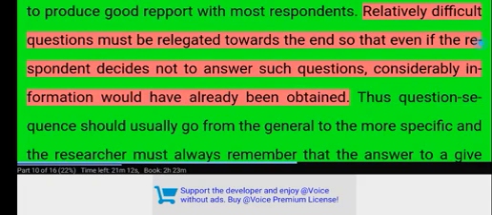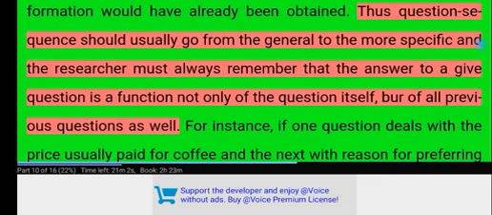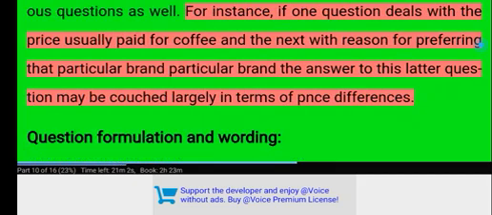Relatively difficult questions must be relegated towards the end so that even if the respondent decides not to answer such questions, considerable information would have already been obtained. Thus, question sequence should usually go from the general to the more specific, and the researcher must always remember that the answer to a given question is a function not only of the question itself, but of all previous questions as well. For instance, if one question deals with the price usually paid for coffee and the next with the reason for preferring that particular brand, the answer to this latter question may be couched largely in terms of price differences.